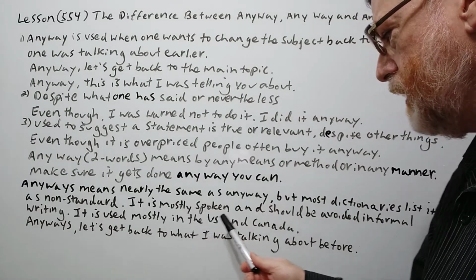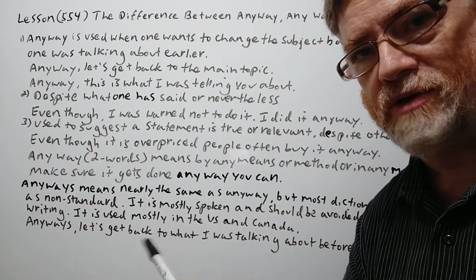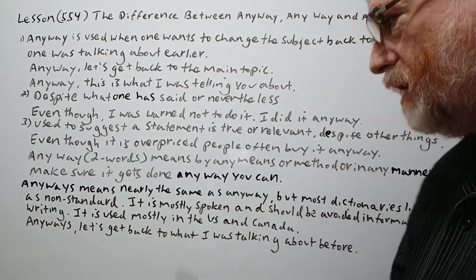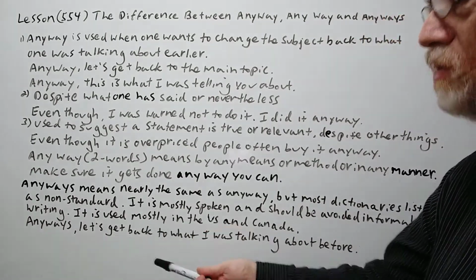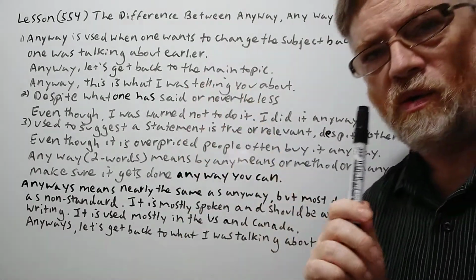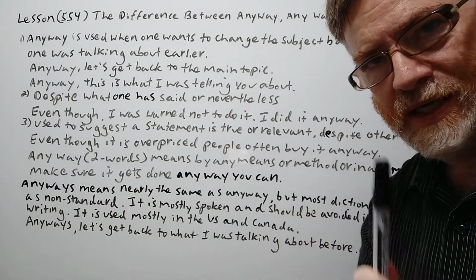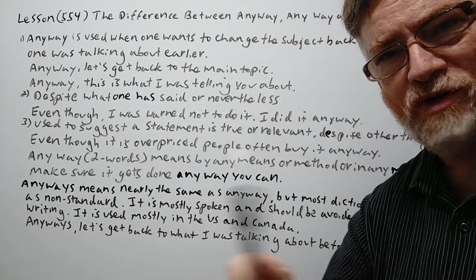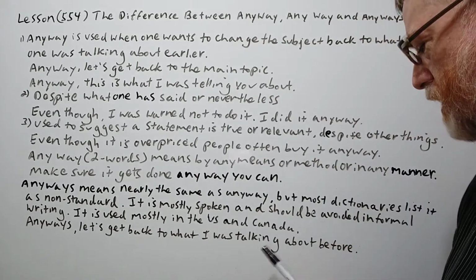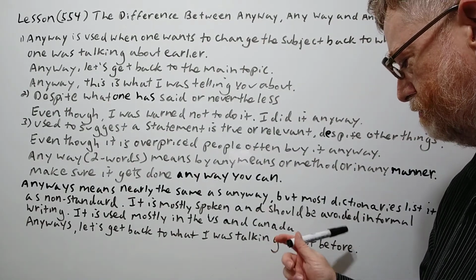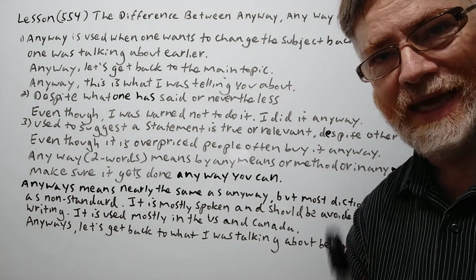It is used mostly in the US and Canada, so mostly in American and Canadian English. The British don't really use anyways at all. We give an example here. It's used mostly like the anyway, one word, in the first use, like when you're trying to get back to the subject you were talking about before. So anyways, let's get back to what I was saying before. So basically, this is the way we use anyways.